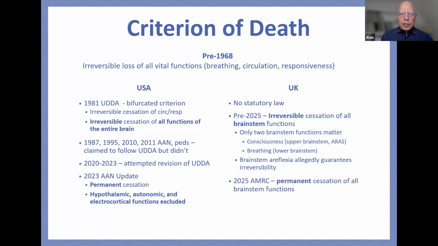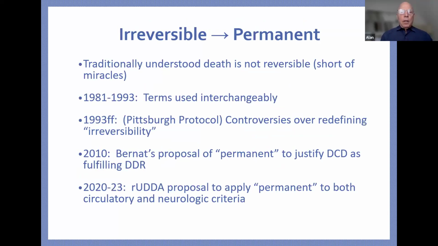Now, what is the role of brainstem reflexes? Well, it's allegedly to guarantee the irreversibility of these 2 conceptually important brainstem functions. Now, the 2025 update changed the adjective irreversible to permanent cessation of all brain stem functions. Now, why was everybody so intent on changing irreversible to permanent, when traditionally understood death is not reversible, short of miracles?